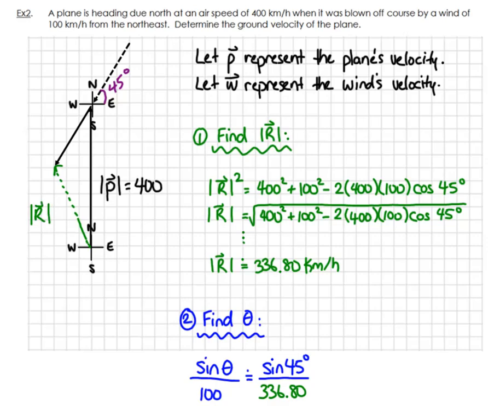All right, and that's what we're just going to try to find. So again, we have some information. This is our wind. Magnitude was 100. And we have no angle inside our triangle. Okay, so we got to find an angle inside of our triangle.